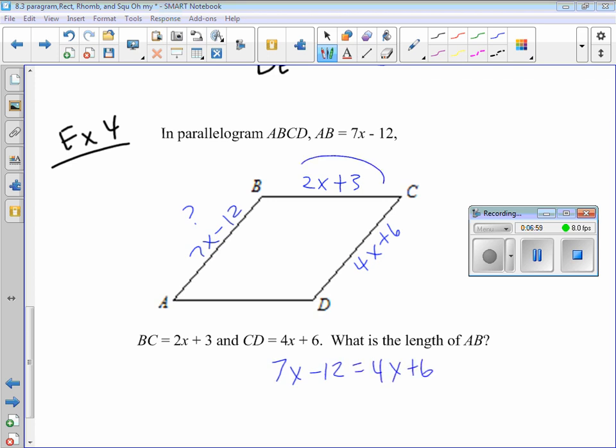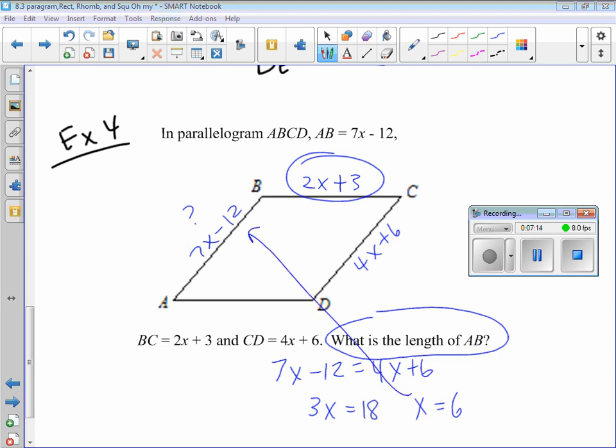But wait a minute, I didn't use this at all, and that's not our problem. I don't need that, okay? So I'm just going to go ahead and solve that equation to find x. I find that x is equal to 6, but that's not the question. The question was, what is the length of AB? So I need to remember to plug that back in. AB is equal to 30.